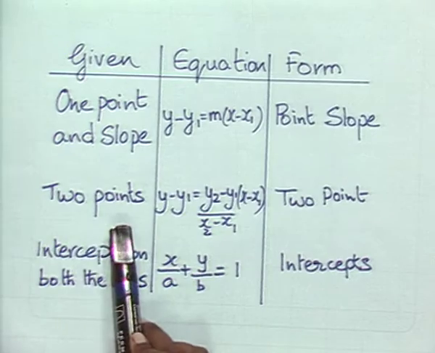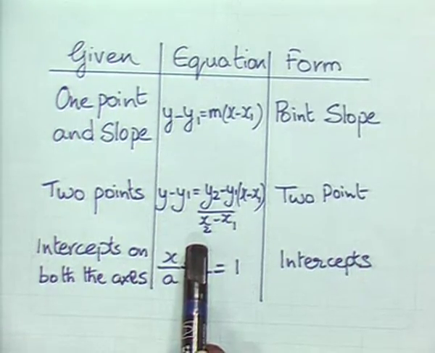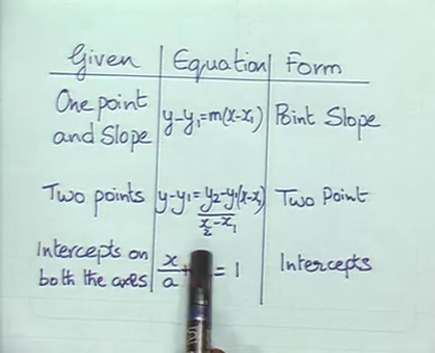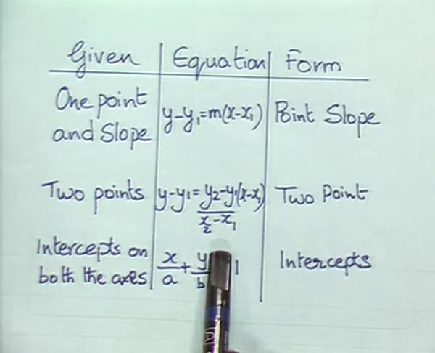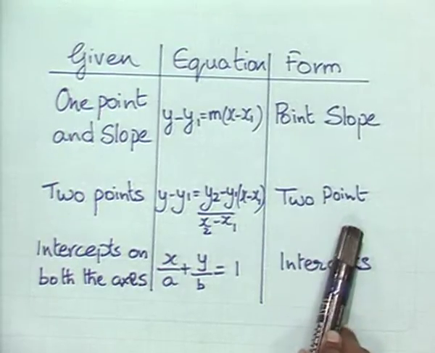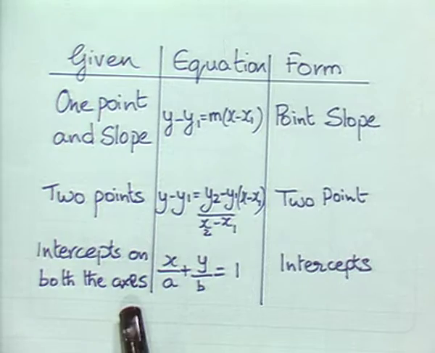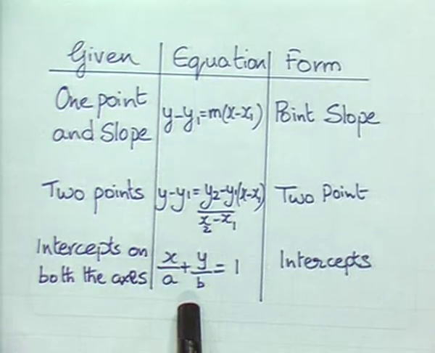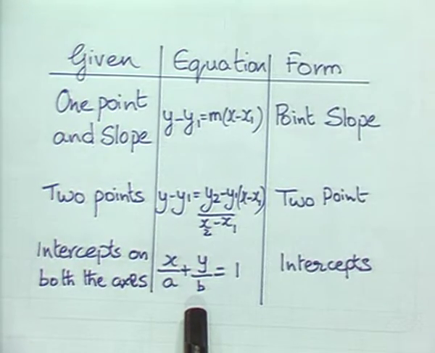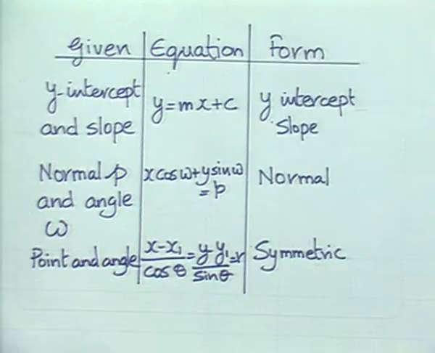When we are given 2 points, then the equation is y minus y1 is equal to y2 minus y1 upon x2 minus x1 into x minus x1. This is called 2-point form. When we have intercepts on both the axes, then the equation is x upon a plus y upon b is equal to 1, and this is called intercepts form.